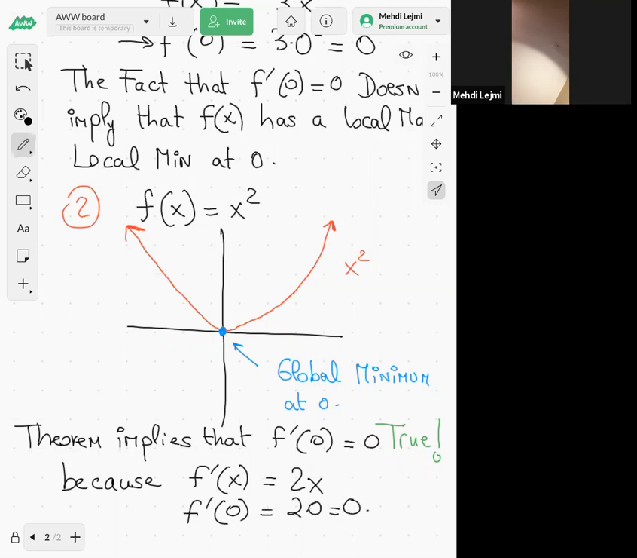So you see, the theorem says if you know that you have a minimum or maximum at a, then the derivative is going to be 0 at a. But the converse is not true. If you know that your derivative vanishes at a, it doesn't mean that you have a maximum or minimum at a.